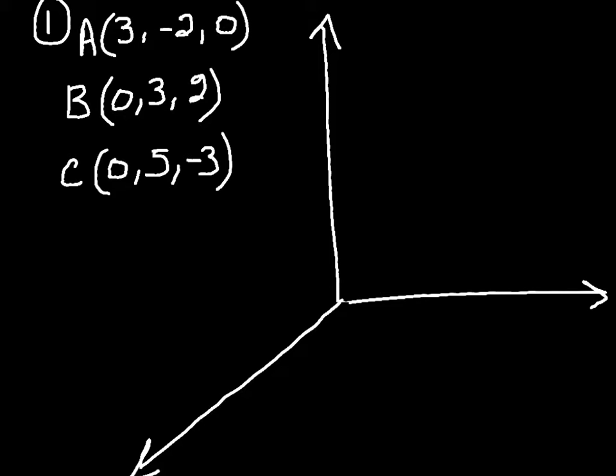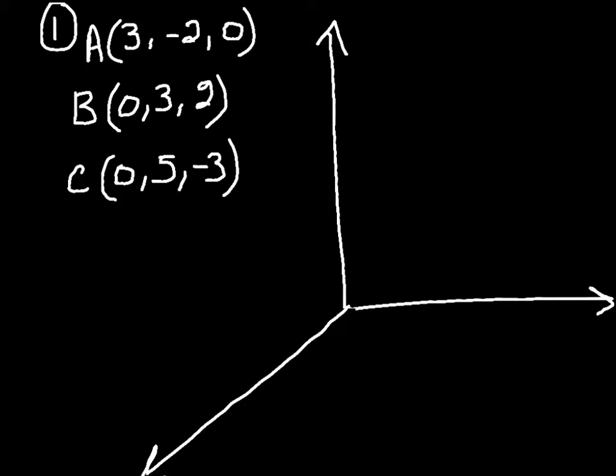Number 1, graphing a triangle. Part A: 3 units to the front, 1, 2, 3. 2 units to the left. Make a parallel line to the y-axis and count 2 units. This point right here is going to be our A: (3, -2, 0). We do not go up or down.